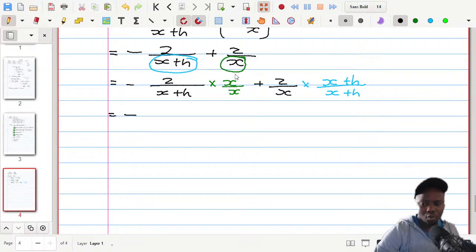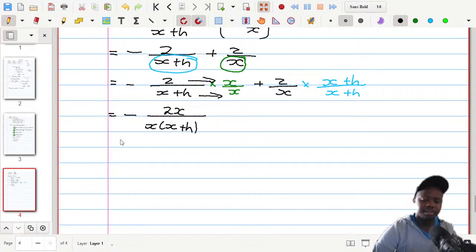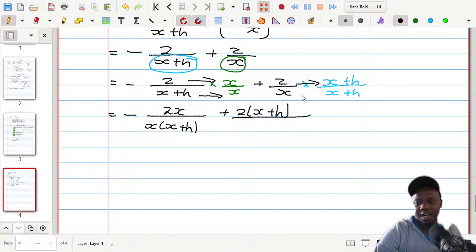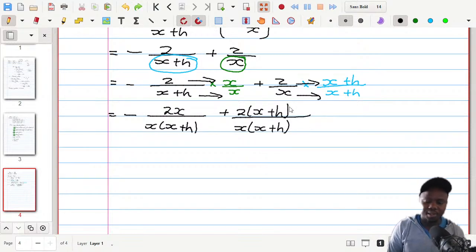If you remember from primary school, when multiplying fractions, we need to multiply top by top. So 2 times x, that's going to give me 2x, divided by multiply bottom by bottom. I'm going to leave this as x into x plus h. Do not cancel this out, otherwise you're going to go back to what we had in the first place. Now, let's do the same thing with the second fraction. Multiply top by top, that's going to give me 2 into x plus h, divided by multiply bottom by bottom, x into x plus h. Once again, do not cancel this out. You will end up in big trouble.